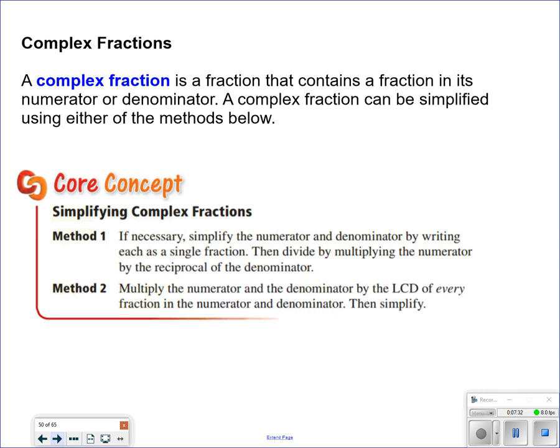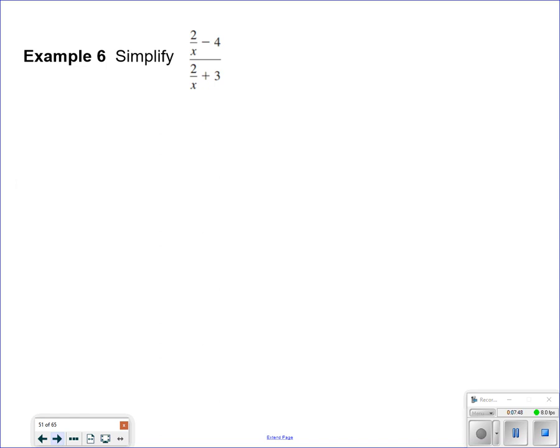Complex fractions. Complex fractions are basically having a fraction within a fraction. The numerator or the denominator has a fraction as well. If necessary, simplify the numerator and denominator by writing each as a single fraction, then divide by multiplying the numerator by the reciprocal. Here's what I'm going to tell all of you. Turn this into 2 questions and then combine them. So over here on the left-hand side, I'm going to do the top. Over here on the right-hand side, I'm going to do the bottom.